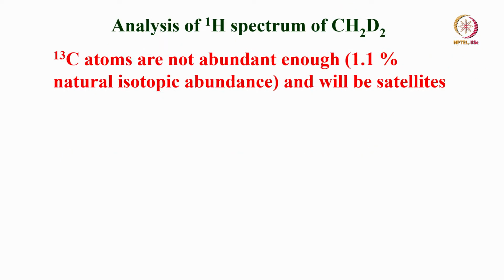Now let us analyze the 1H spectrum of CH2D2. What is going to happen? If I look at the carbon-13 atoms, which are not abundant, we will ignore them because they are satellites. Right now we do not worry about it. But then the proton will couple only to deuterium. Then what is the pattern you expect?